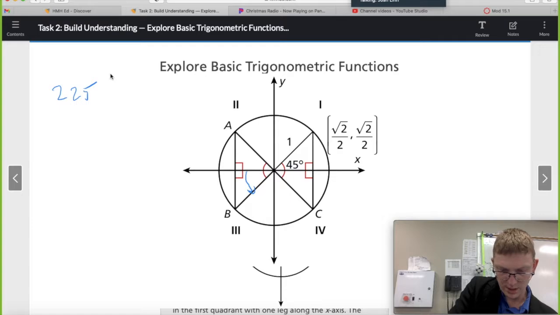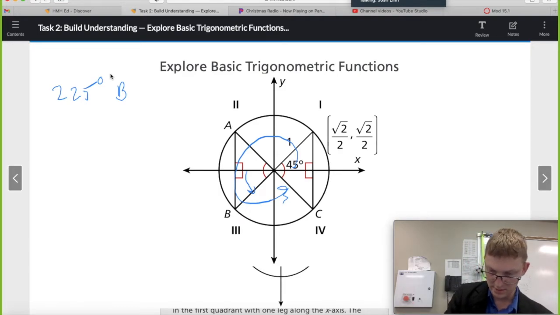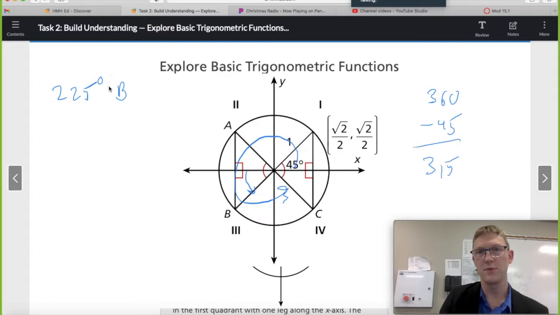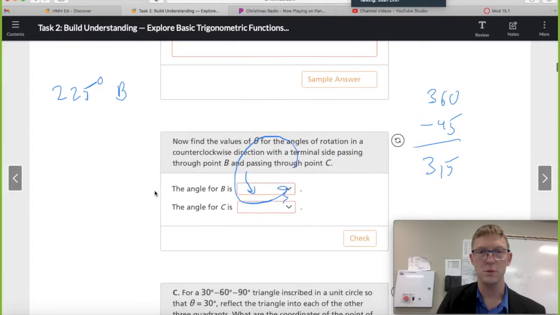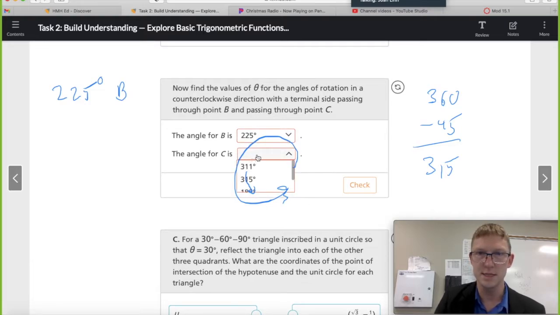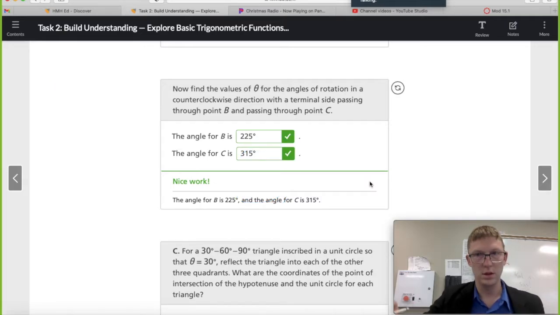So that's B, 225 degrees. And then this one, you could either add a bunch of stuff, or you could just do 360 minus 45, right? 360 minus 45, 315. So for B, it's 225. For C, it is 315. Yay!